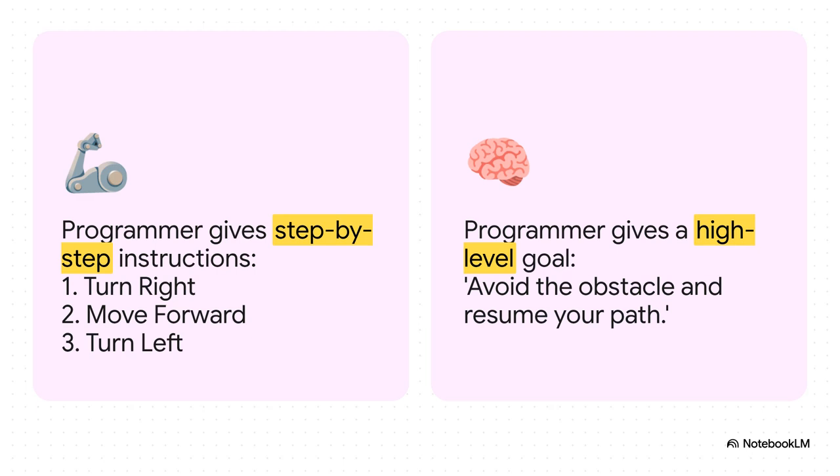And this slide right here just nails the difference. On the left, you've got the old way, traditional programming. It's a strict, step-by-step recipe. But on the right, that's the new world. Instead of playing puppet master with the car, the programmer just gives it a goal. Semantic Kernel helps the AI figure out the rest.